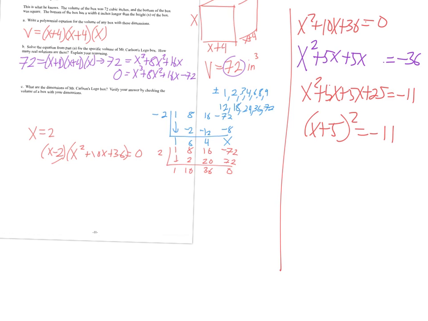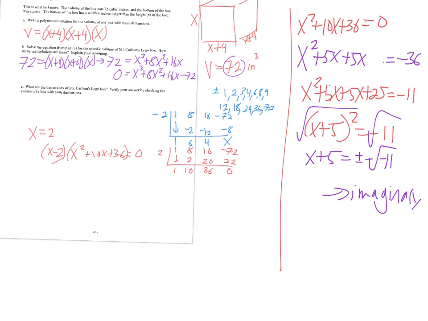Square root both sides. We get x plus 5 is equal to plus or minus the square root of negative 11, which is an imaginary number. That's interesting. That means that x equals 2 is our only valid length for a side. You might notice that the second part of this question is how many real solutions are there? There's only one real solution. The others are imaginary, and those are numbers that just don't work for this box.